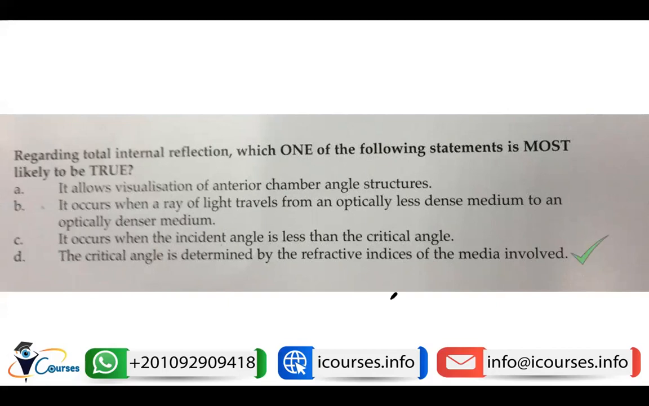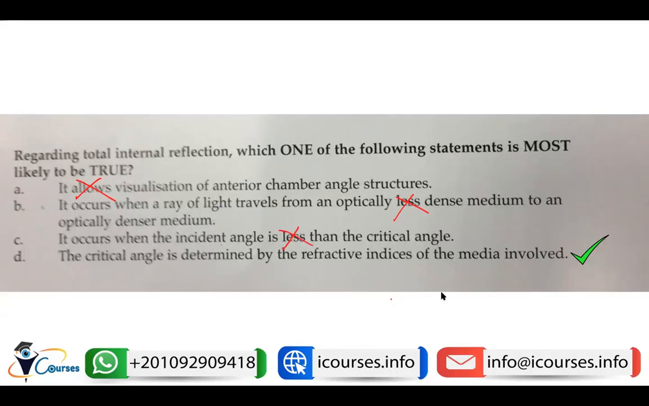Yes, that's right. It's D. So the total internal reflection will prevent the visualization of the anterior chamber structure's angle, as we know. It occurs when a ray of light travels from an optically more dense to an optically less dense medium. It occurs when the incident angle is more than the critical angle, and the critical angle is determined by the refractive indices of the media involved.